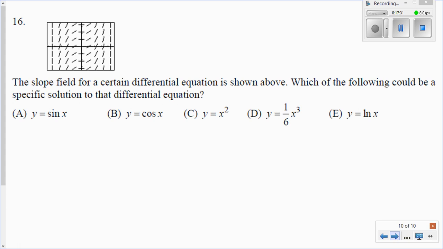Okay, here's another one. The slope field for a certain differential equation is shown above. Which of the following could be a specific solution to that differential equation? Well, again, the shape that I'm seeing in this slope field, if I just follow my tangent lines, is this overall shape. So let's see how well you know your parent functions. What would be the parent function for that graph? Well, hopefully you're saying x cubed. So the answer would be D.